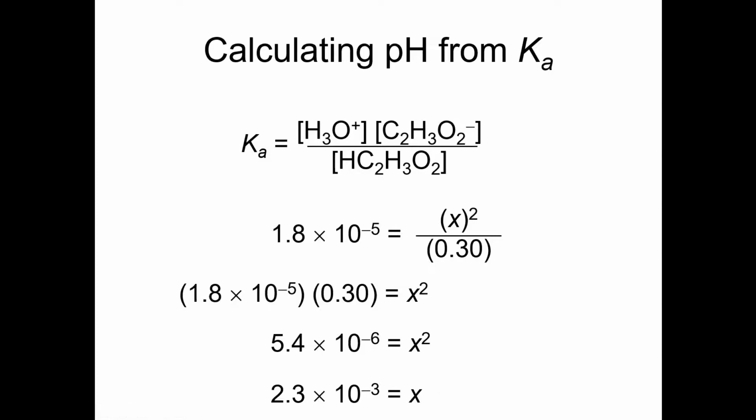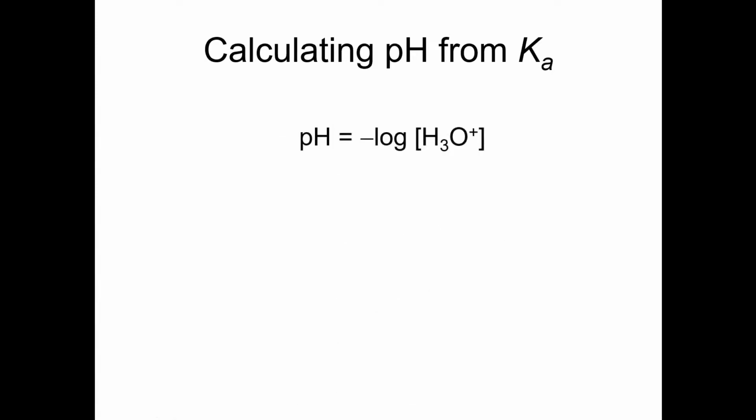Because the problem was asking me for pH, I'm going to say pH is the negative log of hydronium concentration. We just calculated the hydronium concentration as 2.3 times 10 to the minus 3. The negative log of 2.3 times 10 to the minus 3 is 2.64. So if we have the initial concentration of our weak acid, in that case acetic acid, and we know the value of Ka, we can calculate the equilibrium concentrations of everything and therefore use that to calculate pH.